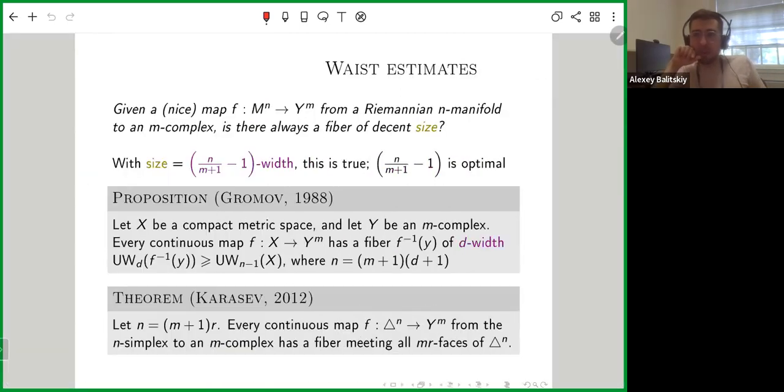Some of those theorems about the behavior of the width can be used in topological combinatorics, if people are interested in that. So here is an example. The following theorem of Roman-Karasov can be deduced from the waist type of behavior of the widths, and there will be a very simple proof with very little topology involved.